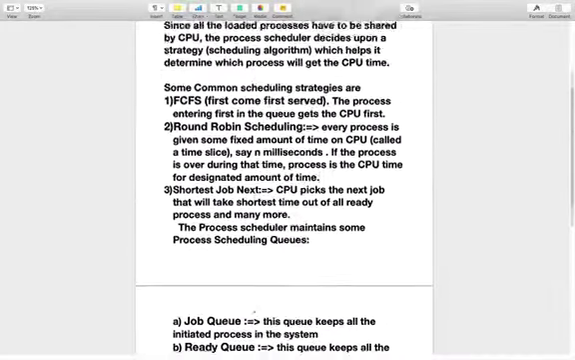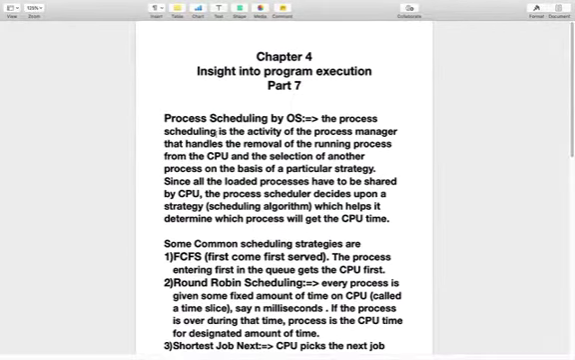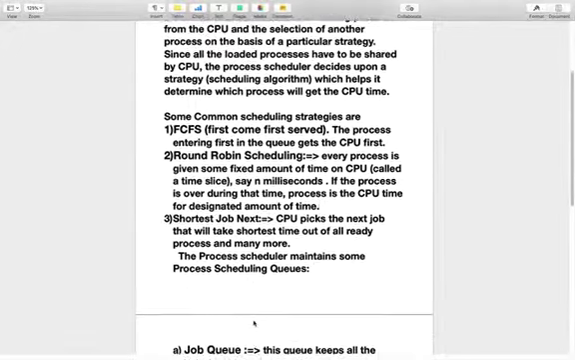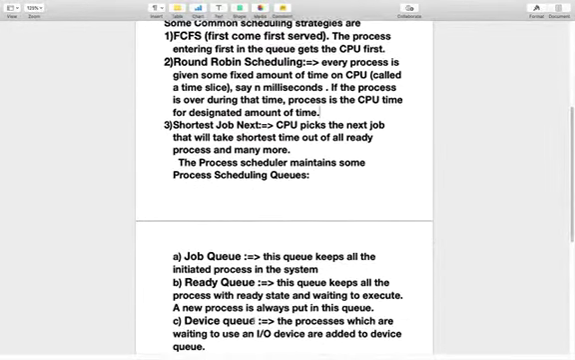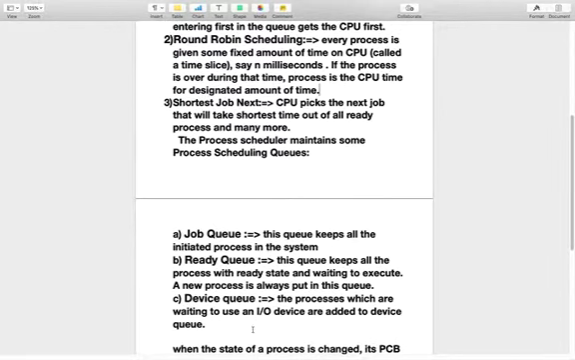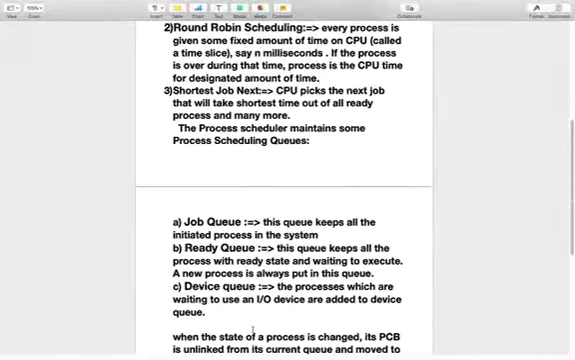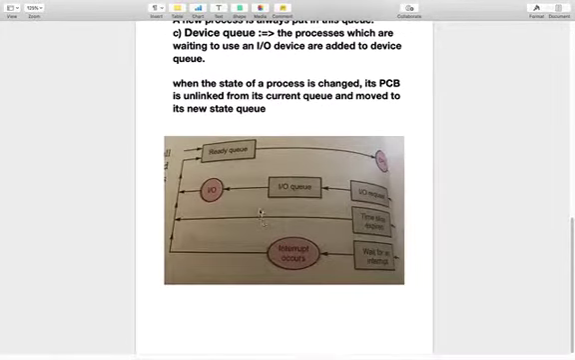So today we learned process scheduling by the OS and the common scheduling strategies like FCFS, round robin scheduling and shortest job next. Then we learned how many scheduling queues there are: job queue, ready queue and device queue. And we learned this through this diagram, which denotes the ready queue and the input output queue or device queue.